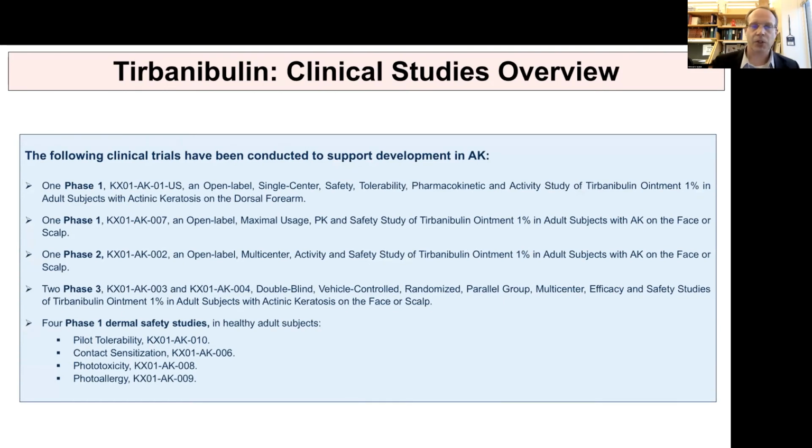So let's take a closer look at how this Tirbanibulin functioned in clinical studies. I list here a number of the clinical studies that Tirbanibulin was put through, including a couple of phase 1, a phase 2 trial, 2 phase 3 trials, which are what we're going to focus on today, and safety studies.